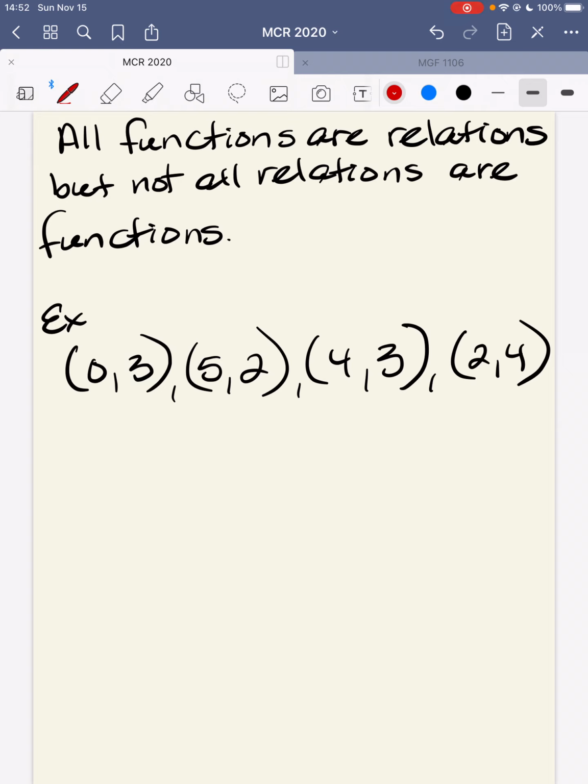Okay, so let's look at this relation here below. What I want to look for is to see if this relation also happens to be a function. All right? So I have 0 and 3, 5 and 2, but then I have 4 and 3. Is that allowed? Okay, I have repeating y values.